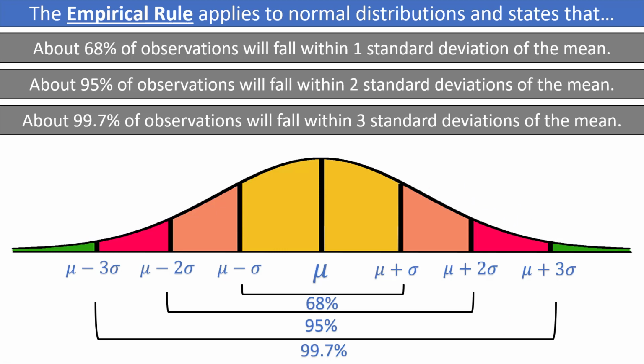A general rule of thumb is that it's pretty rare to have an observation on a normal distribution that is either more than 3 standard deviations above the mean or less than 3 standard deviations below the mean. We should expect about 99.7% of the observations to be within this range, so it would be quite rare to observe a value outside of this range.